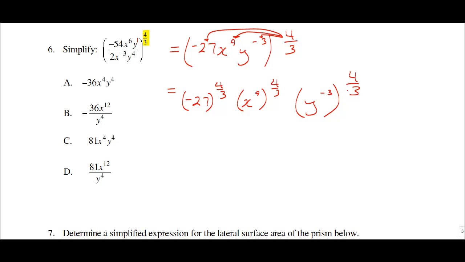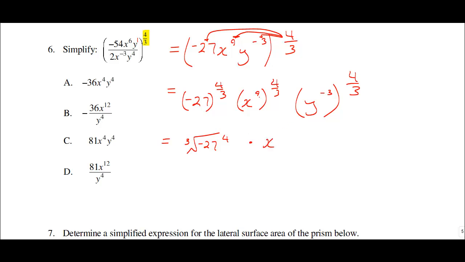Now, to do this, the easiest way I find, especially for the integer that you have here, is I'm going to write it in radical notation. So remember, the negative 27 is going to go under here, the 3 comes out front, and the 4 goes in this stage. And at this stage, I'm going to start simplifying these guys.